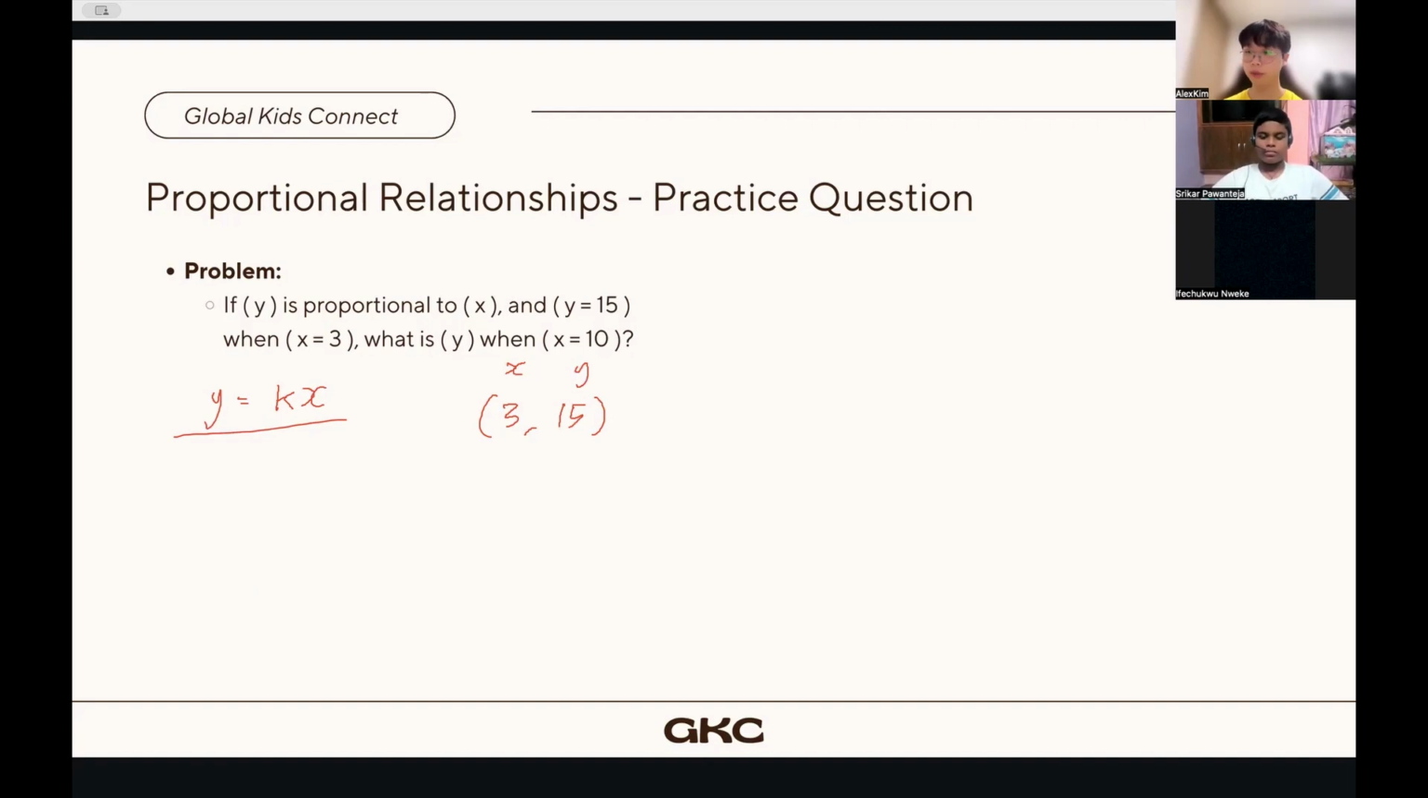And so we can plug this data into our linear equation to find the value of k. And so, like I said, k is equal to y over x, which is equal, in our case, to 15 over 3, which is equal to 5. And so we can rewrite our linear equation as y equals 5x. And so now we have to find a y value when x is equal to 10. So simple enough, we just replace our x variable with the number 10 so as to get 5 times 10 is equal to 50. And therefore, when x is equal to 10, we can say that y is equal to 50 due to proportionality.